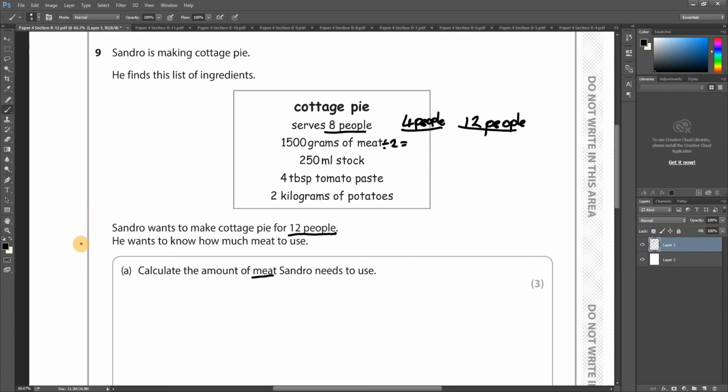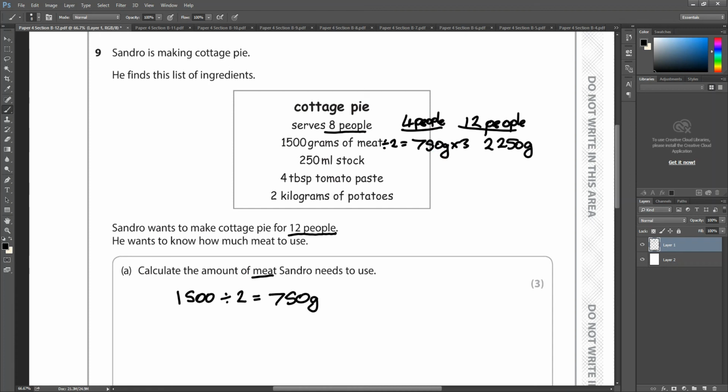So if you want to show your working out, 1500 grams divided by 2, it's going to be 750, isn't it? Yep, 750 grams. So that's for 4 people. So for 12 people, I'll tell you what, let's just times it by 3. Yep, 750 times 3, you get 2,250 grams.